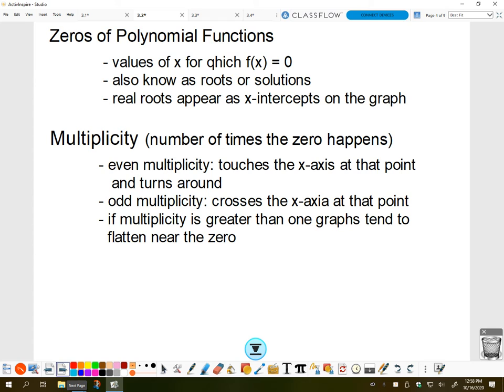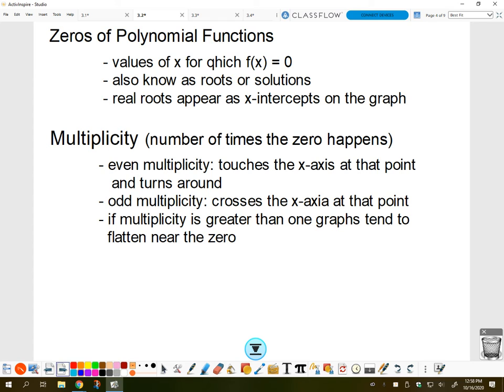All right, so zeros of a polynomial and multiplicity. So zeros are values of x for which f of x equals 0, also known as roots or solutions. Real roots will appear as x-intercepts. So zeros of a polynomial, if the degree is 5, it should have 5 zeros. But sometimes those zeros are going to repeat. Sometimes they're not going to be real, so you're not going to be able to plot them on the x-axis. They'll be imaginary. They'll get plotted on an imaginary axis, which we won't do.